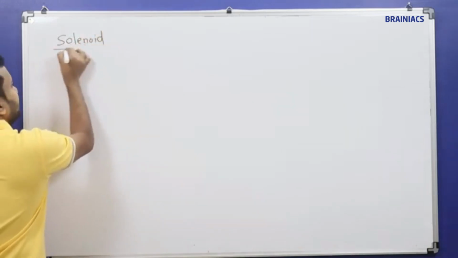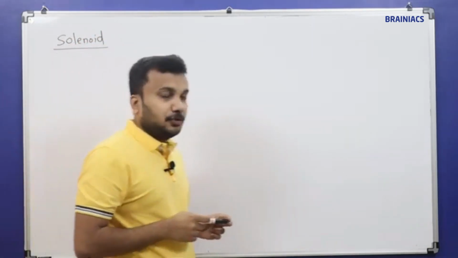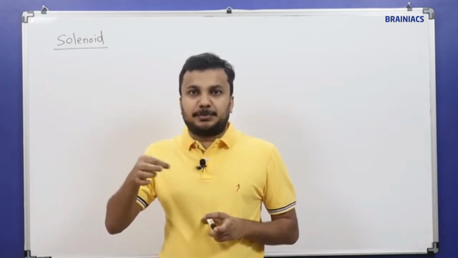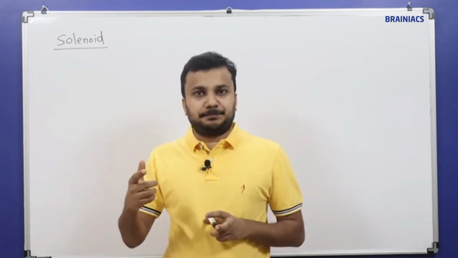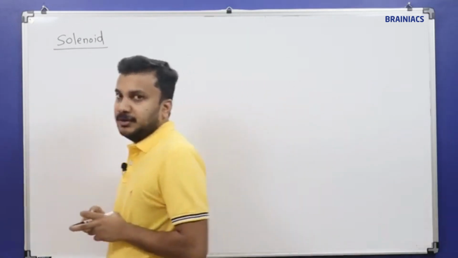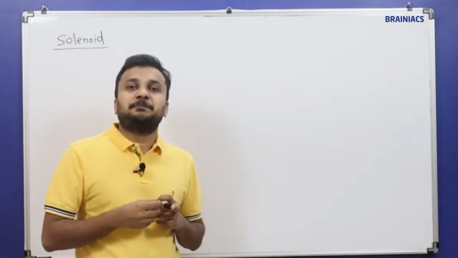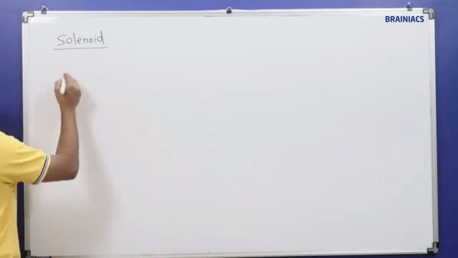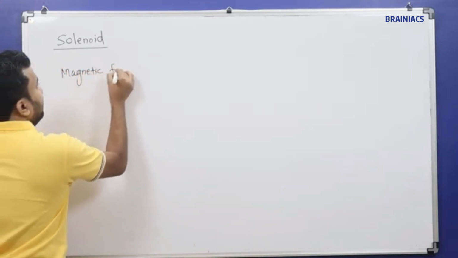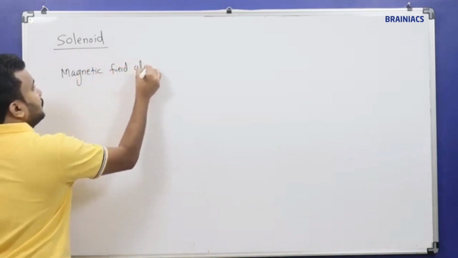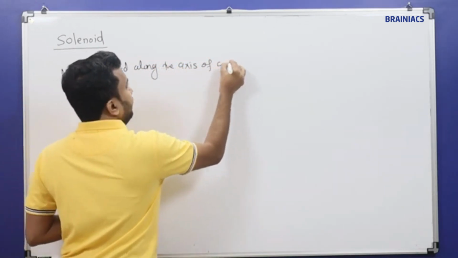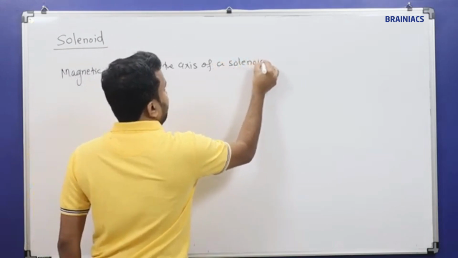What is called a solenoid? Normally in your book binding you will see spiral binding, right? That spiral or spring-like structure of a copper wire or any conducting material is called a solenoid. So a solenoid is nothing but a curling structure of a wire. What we are going to find out is the magnetic field along the axis of a solenoid.